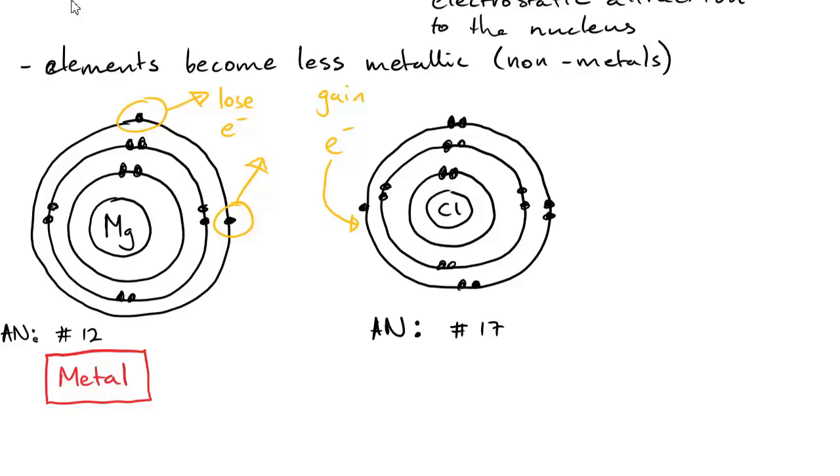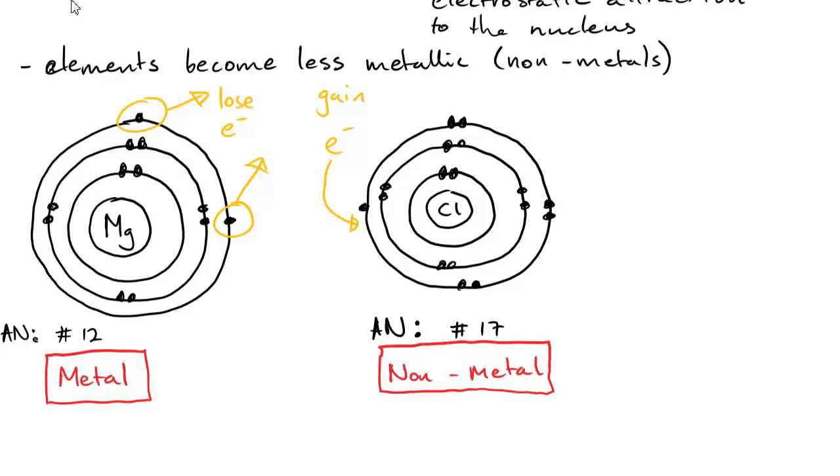Now, with an example like chlorine, chlorine is referred to as a nonmetal because chlorine doesn't want to let go of all 7 electrons. That's really hard to let go of 7 electrons. It's more efficient to gain 1 extra electron from the outside environment than it is to lose all 7 of those electrons. Okay, so nonmetals can be thought of as elements that gain electrons, whereas metals can be thought of as elements that lose electrons.